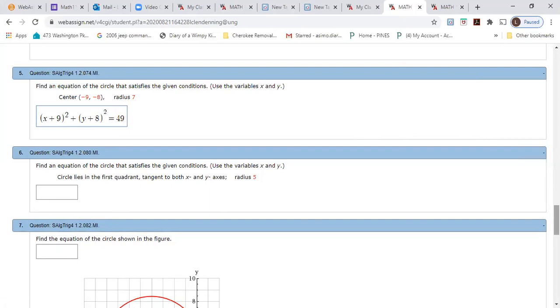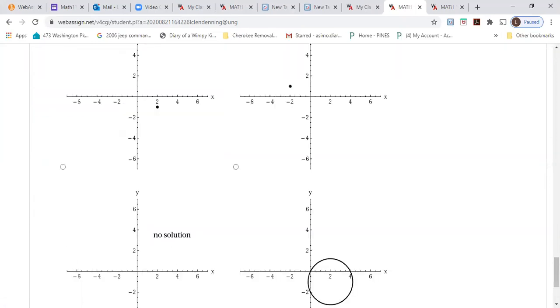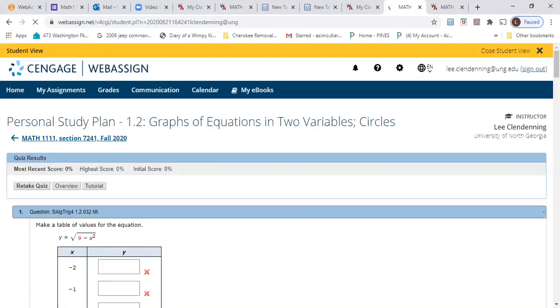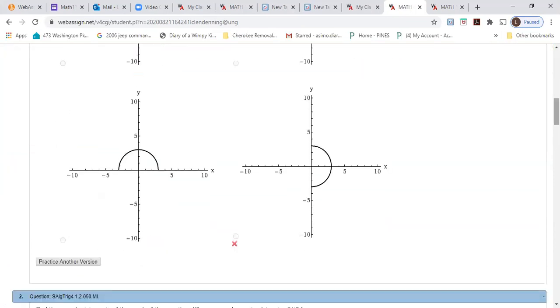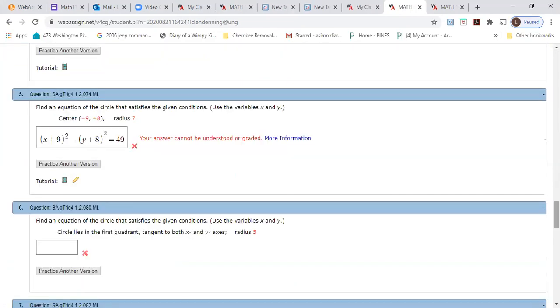If it marks me right and not you, then we know it likes me and it doesn't like you. Which is as logical as some of these things are. So I'm gonna submit that. And we'll go back, it was problem 5, wasn't it? Yes. It marked you wrong. Well, your answer cannot be understood or graded.